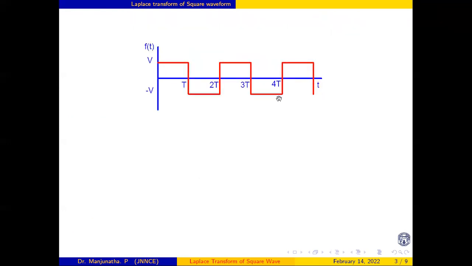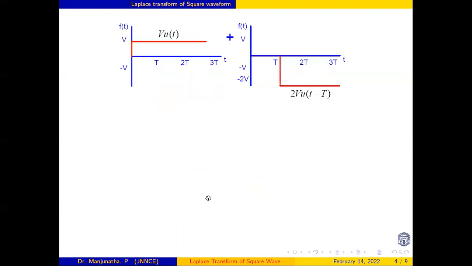So it is a square wave, and it is a repetitive one. So we are going to find the Laplace transform first for one cycle only. What is the duration of this one cycle? It is 2T. So one cycle duration is 2T. If we determine the Laplace transform of this one cycle, then the next ones are repetitive. So that's why first we will find the Laplace transform for one cycle.